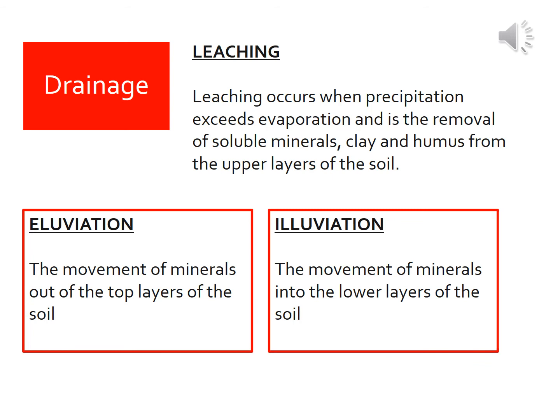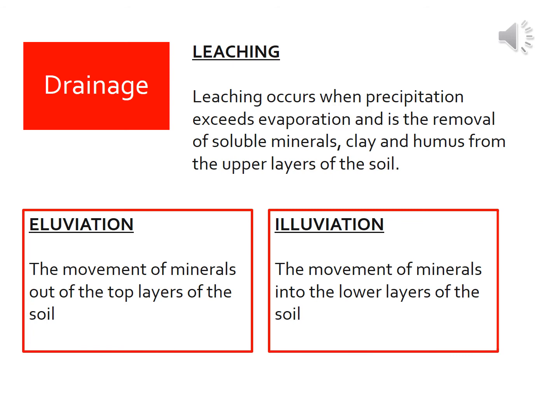Now, leaching is basically when water moves through the soil and it will take some sort of goodness out of the soil. And at this, we're talking about minerals, clay, humus from the soil, and it will move it down through the soil. So from the top layers of the soil to the bottom layers of the soil. This is represented by the words eluviation and illuviation.